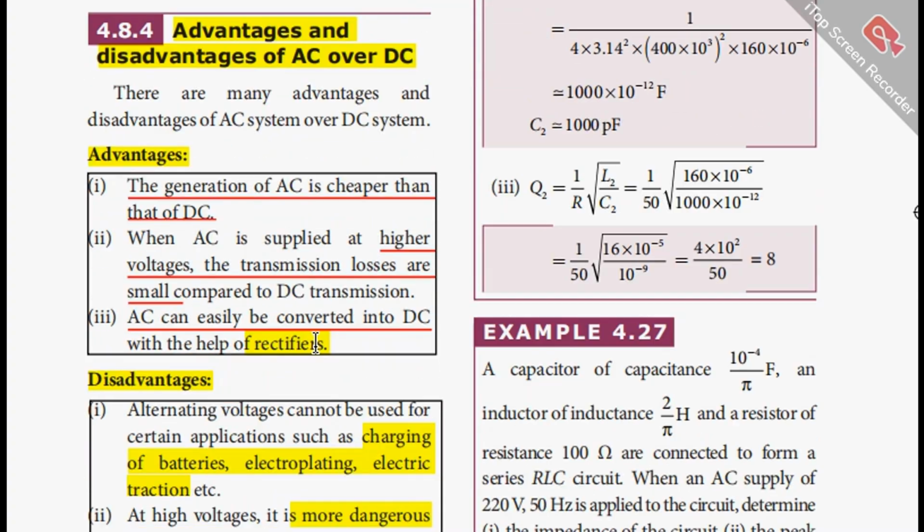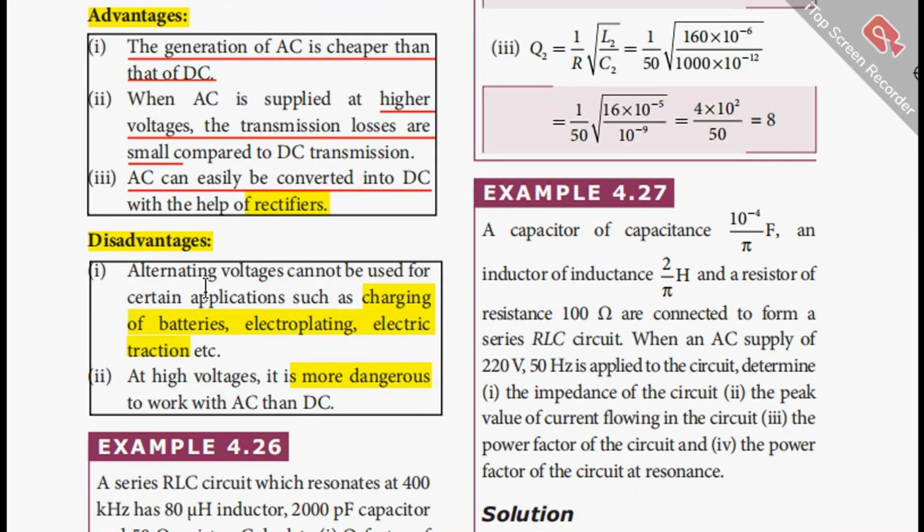Now let us see what are the advantages and disadvantages of AC, that is alternating current, over direct current. There are many advantages as well as disadvantages of AC system over a DC system. Now let us see the advantages. The first one being the generation of AC is cheaper than that of DC, direct current. And when an alternating current is applied at higher voltages, the transmission losses are small compared to direct current transmission. This alternating current can also be easily converted into direct current with the help of devices called rectifiers.